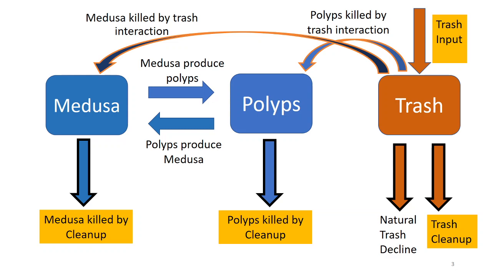So the medusa and the polyps can die multiple ways. One, they can have some interaction with the trash. Again, it's very unclear what that interaction is, and what number of those interactions actually result in death. But we're going to assume there's some interaction with the trash that is negative. And then they do have a natural death rate, which is not shown here, the way in which they're either naturally dying or are preyed upon. And then it is possible that they will be killed by the cleanup efforts.